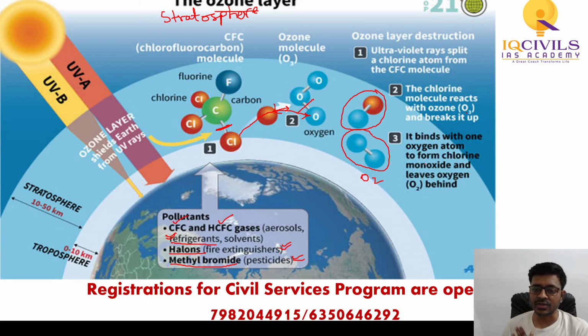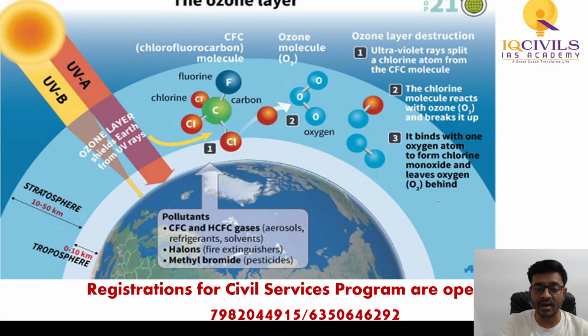It binds with one oxygen atom to form chlorine monoxide and leaves oxygen behind, O2. This way, chlorofluorocarbon leads to the destruction of ozone molecule. And when this ozone molecule is destroyed by the chlorofluorocarbon, obviously, slowly the concentration of ozone molecule in the stratosphere will reduce, and when the concentration of ozone molecule in stratosphere reduces, it leads to the entry of cancer causing UV rays on the surface of the earth, and these UV rays are very harmful.